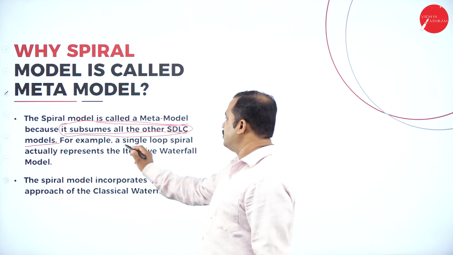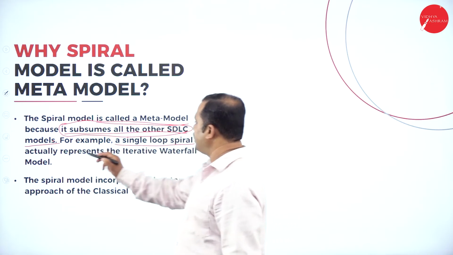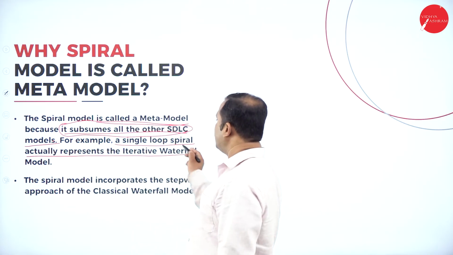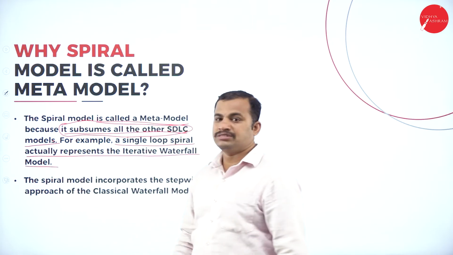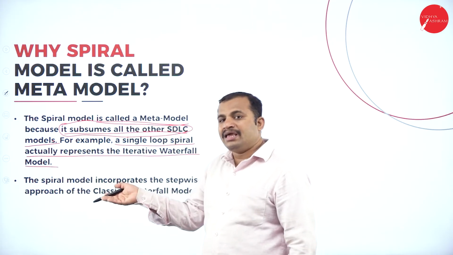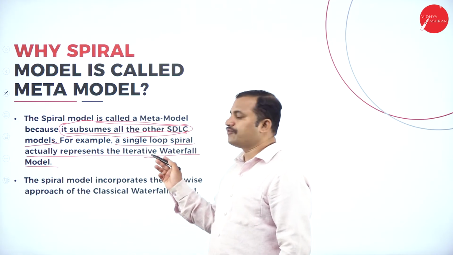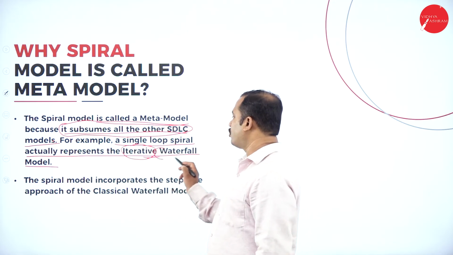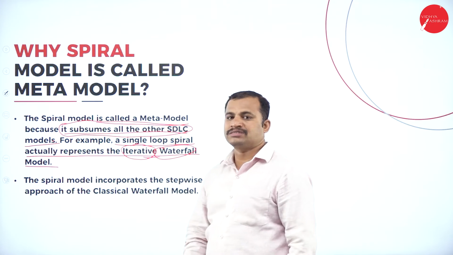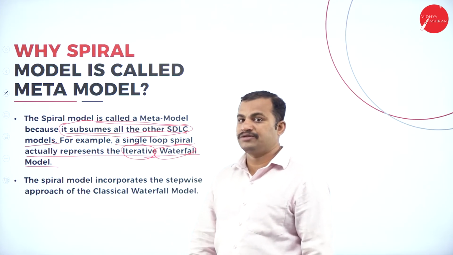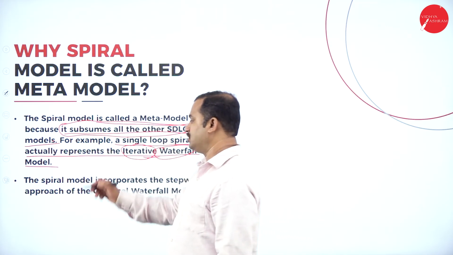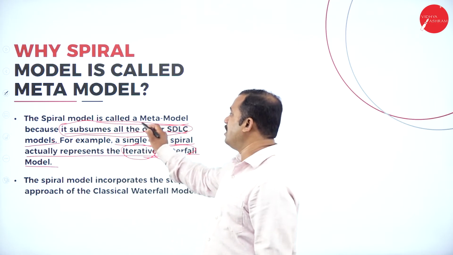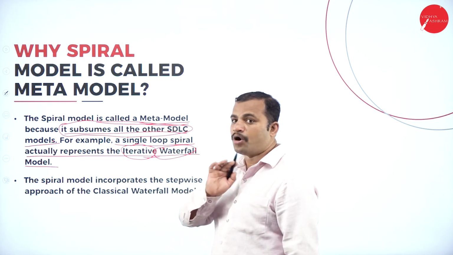For example, a single loop of the spiral model actually represents the iterative waterfall model. That means it is an indication of an iterative waterfall model. Iterative model is different. Waterfall model is different. That is, the classical waterfall model is different. We have a combination of all these things. That's why we call it a meta model, a detailed model.